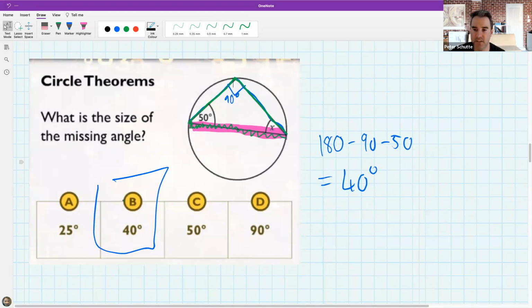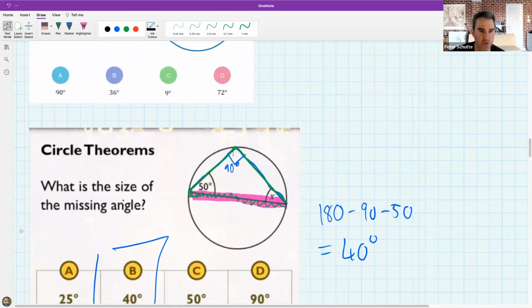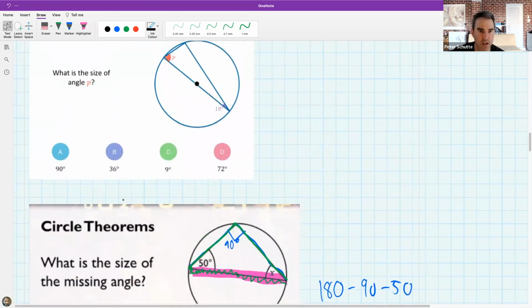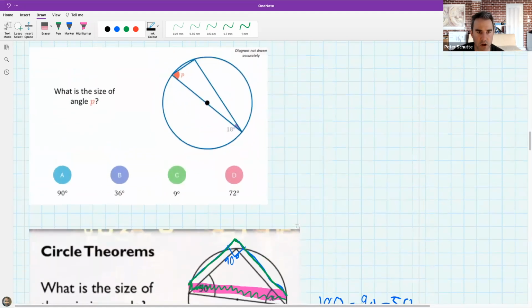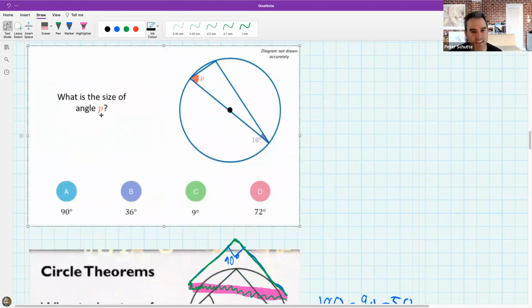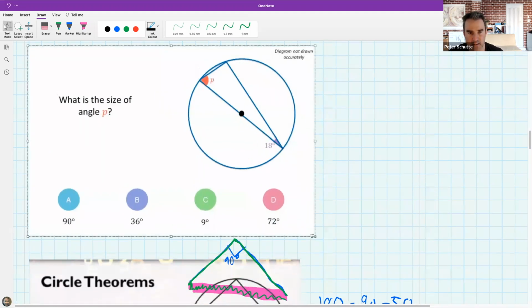Let's do another one like this just to hone our skills. Okay, so it says here, what is the size of angle P in this circle? Once you think about it and work it out, you can choose the option in the chat.